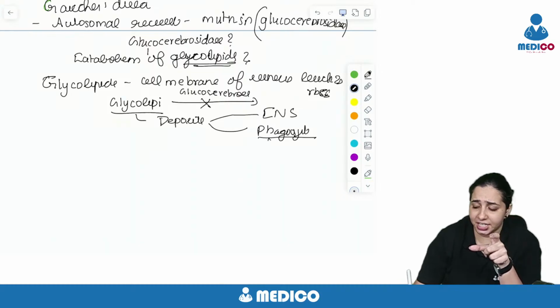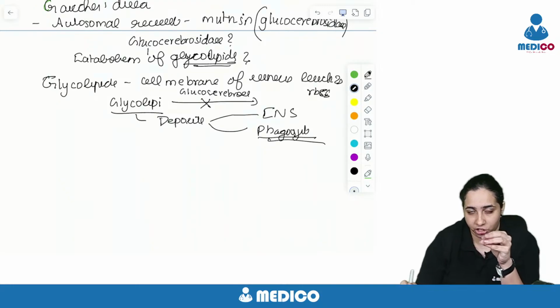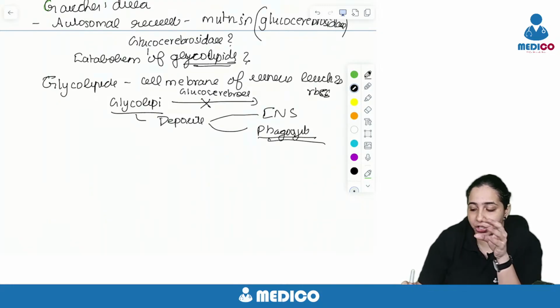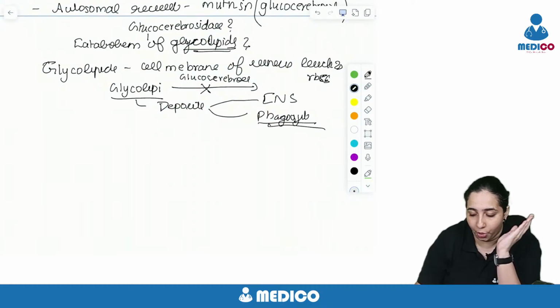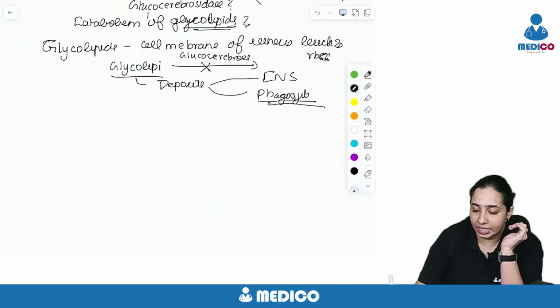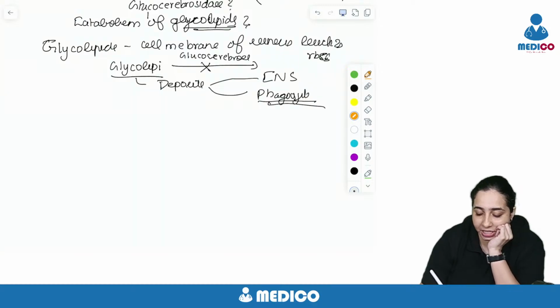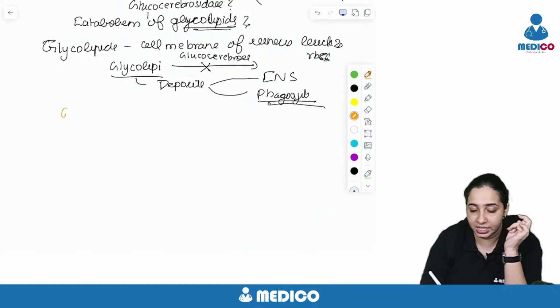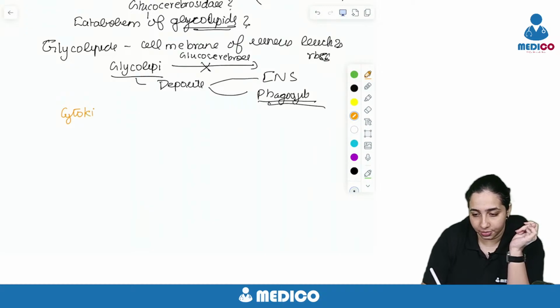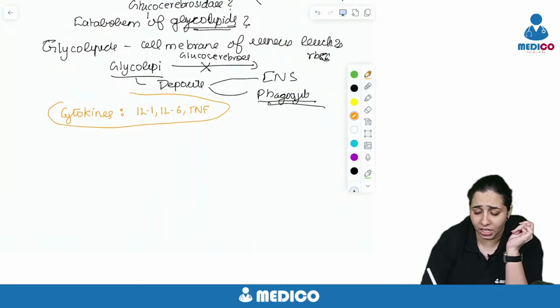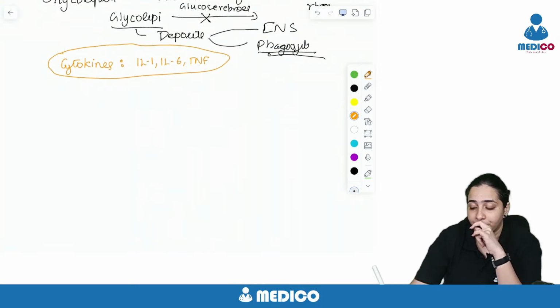From this you can understand that phagocytes are not seen at a particular location. They are seen throughout the body, so there can be depositions throughout the body. Now along with that, an interesting point is that in the pathology of Gaucher's disease, 3 cytokines also play a role. Interleukin 1, interleukin 6 and TNF also play a role in the pathogenesis of Gaucher's disease.